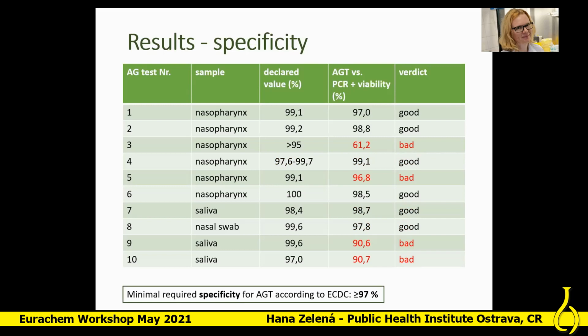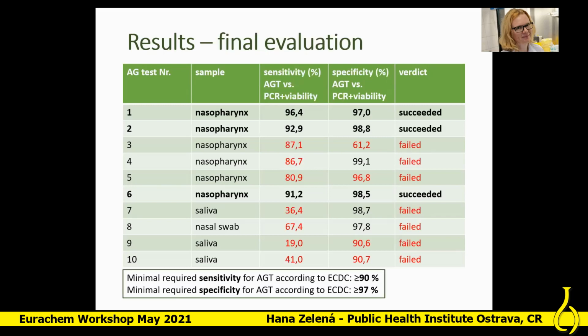And this is the same. All the tests declared very good specificity, more than 97%. But in our evaluation, 6 of them had sufficient specificity, but 4 of them had specificity lower than is required by ECDC. Next one. And here is the final evaluation of both sensitivity and specificity.